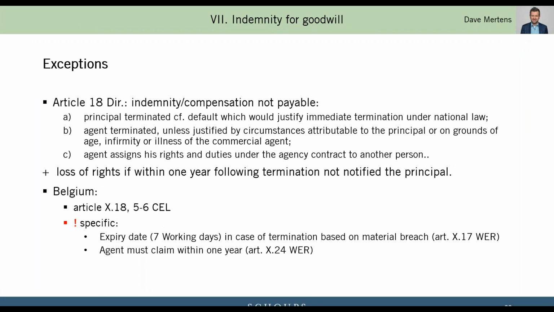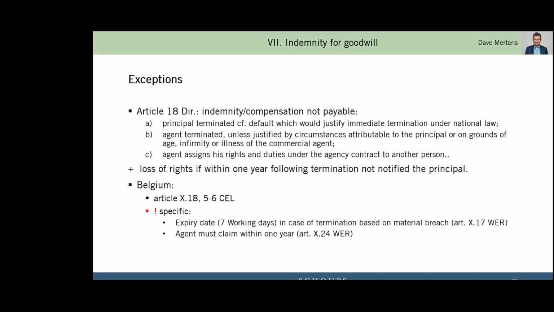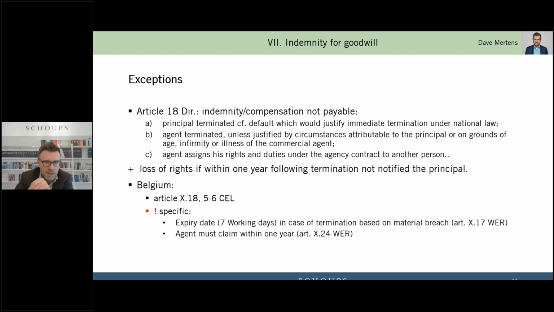And of course, also if the agent assigns the contract and the right, including the potential claim for indemnity for goodwill, to another agent with the approval of the principal. Important here, specifically in the Belgian context, is a lot of formalities that have to be met. You have to communicate, that's in the directive, to the principal, I want this indemnity within a year after termination. But also, and that's specifically for the Belgian context, you have to claim it, you have to bring the proceedings, you have to file suit, bring this case before the relevant court within 1 year after termination. 1 year and 1 day, too late, you cannot claim anything anymore.